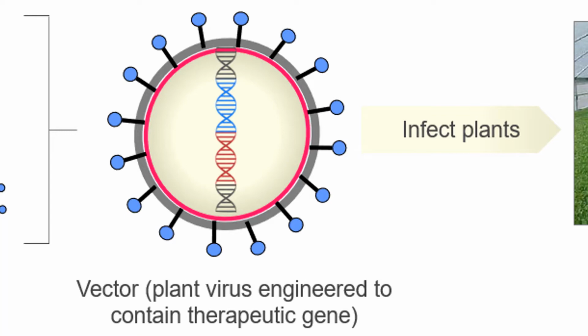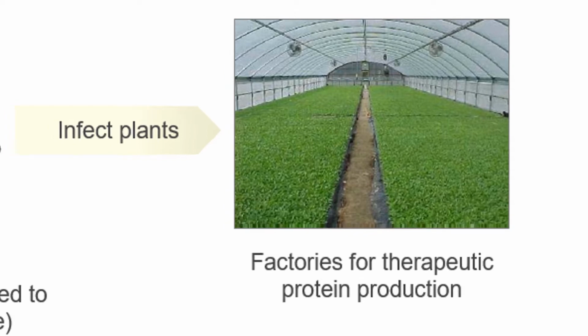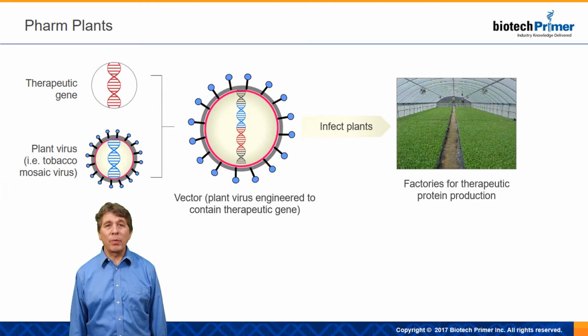And then once the virus is in the plant, it releases the gene that codes for the product that we want, and the plant begins to produce our protein product, our antibody, or a vaccine. And then we simply harvest the plants and extract the product from the plants.